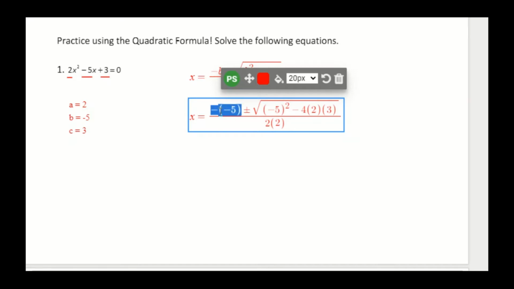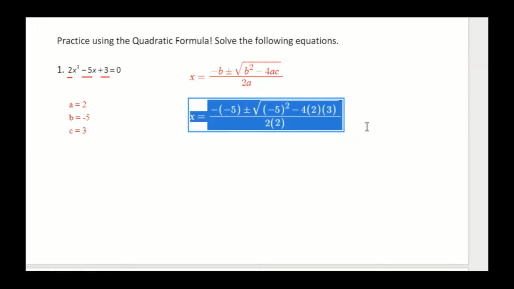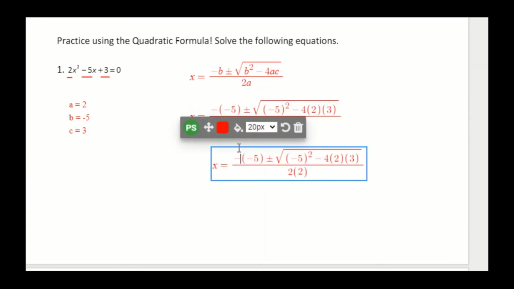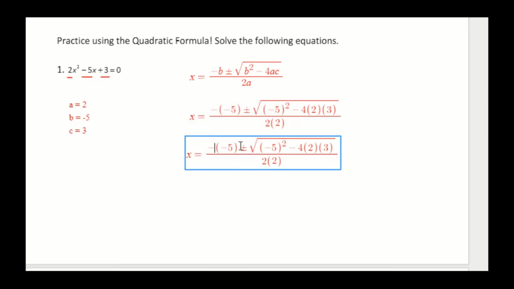This part, if B is positive, there's not really anything to do. So I want to simplify this separately. I'm going to simplify the discriminant, which is everything under the square root, and then I'm also going to simplify the denominator separately. So negative 5, or the opposite of 5, is just 5. So this I'm just going to replace with a positive 5. And this I'm going to put in the calculator, okay?